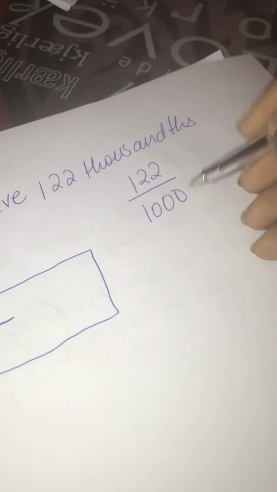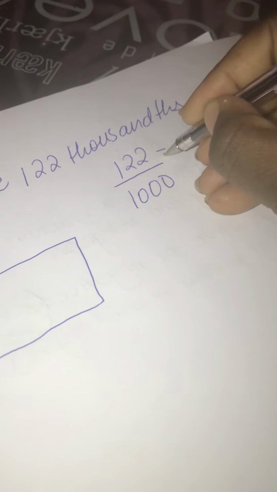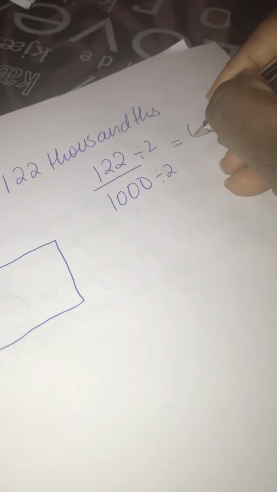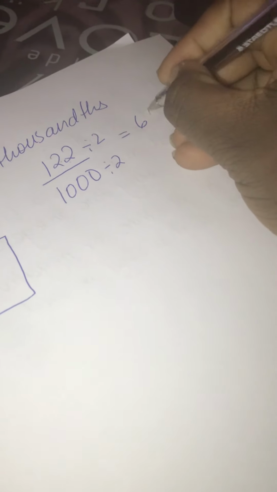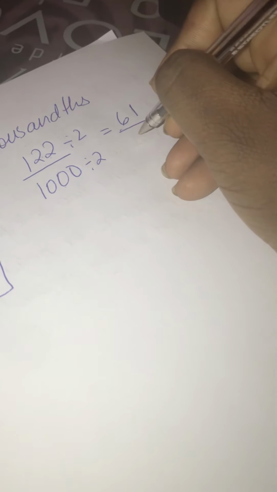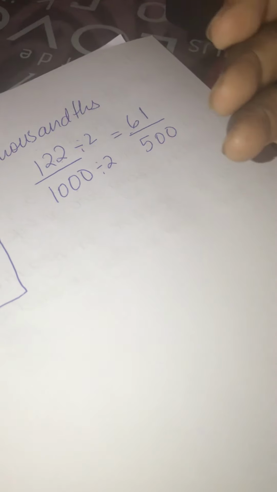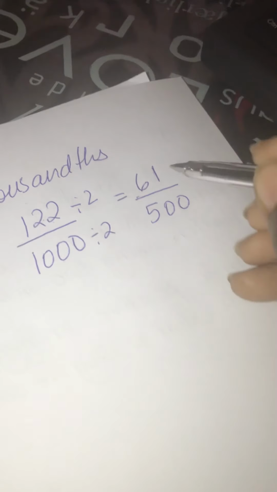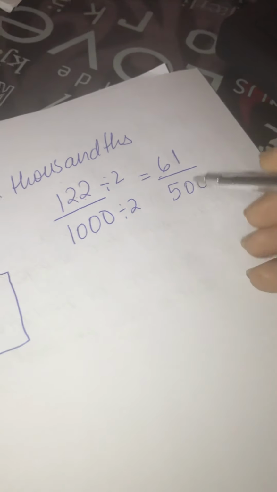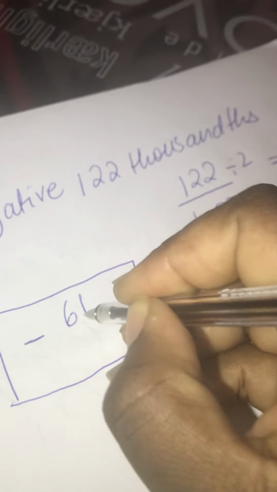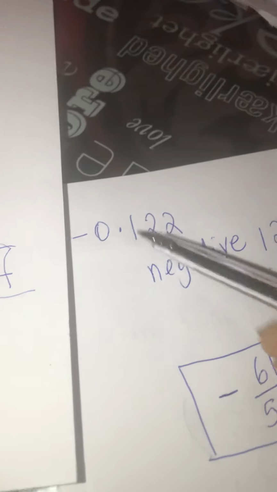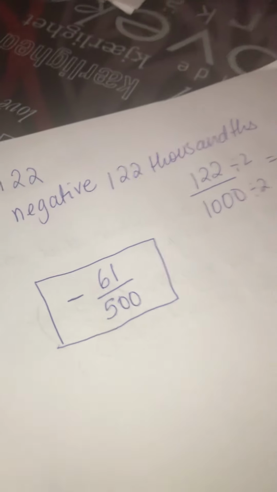The best factor for me to use is 2. So divide by 2, divide by 2. 2 goes into 12, 6 times, 2 goes into 2, 1 time, over 500. Then, I think 61 is a prime number. So since 61 is a prime number, there is no other common factor. 61 out of 500 is my answer, together with a negative, because my question was a negative.